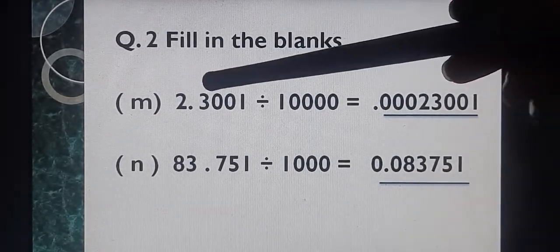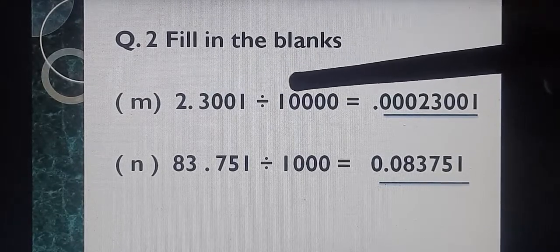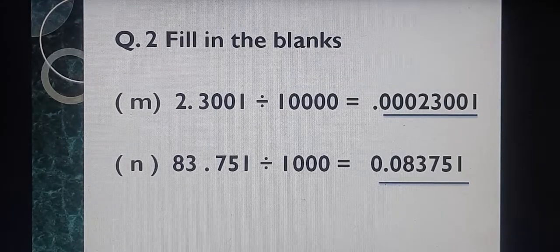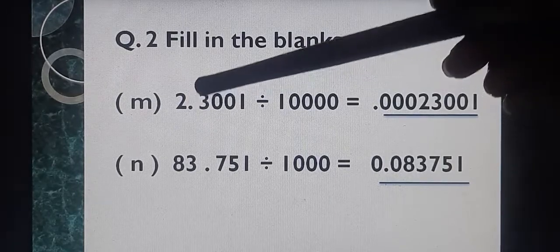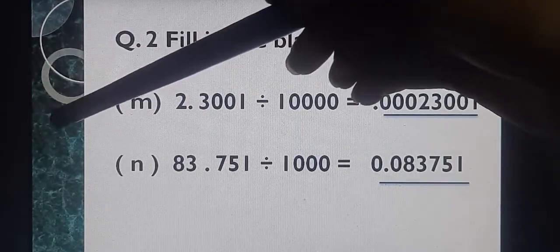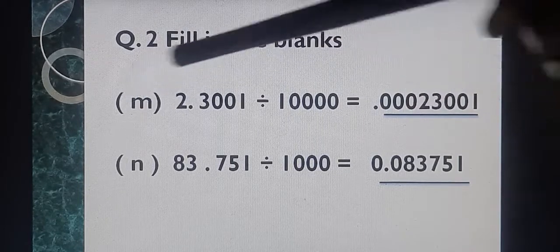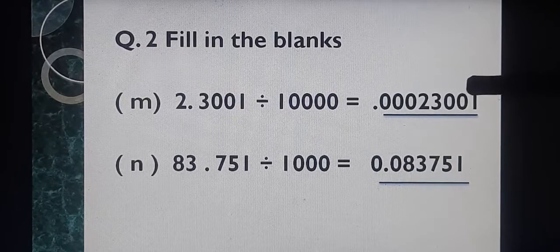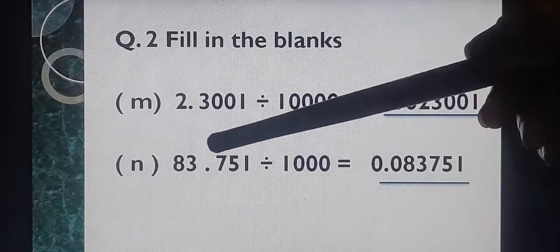M part. 2.3001 divided by 10,000. 1, 2, 3, 4 zeros are there. Okay. And division sign is there. So decimal will shift 4 places back. One digit we have, 3 zeros we will put. And then answer will become decimal 0.00230001. Right?